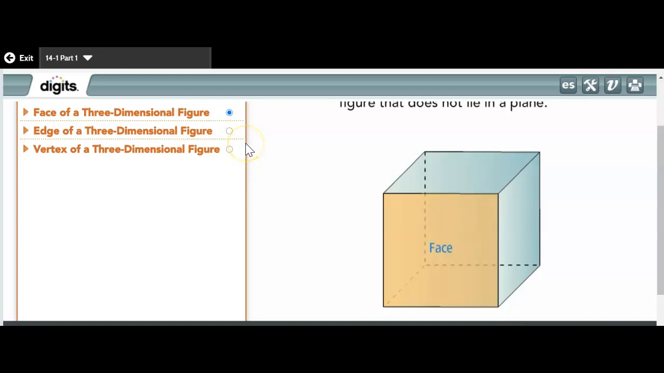Next, we have the edge of a 3D figure. An edge of a 3D figure is a segment formed by the intersection of two faces. So here, this front one is a face, this side one is a face. The intersection of them creates an edge. On your guided notes, next to edge, I would also write line segments. They are the line segments. Here, here, here, here, all of them.